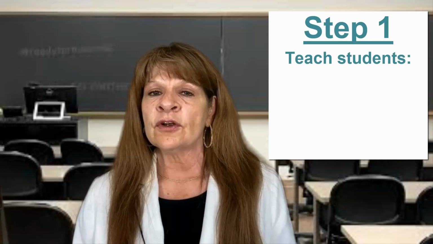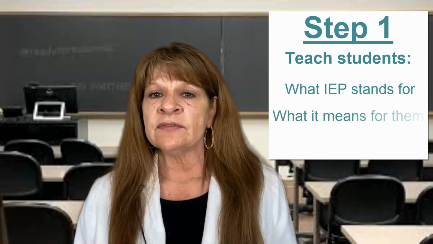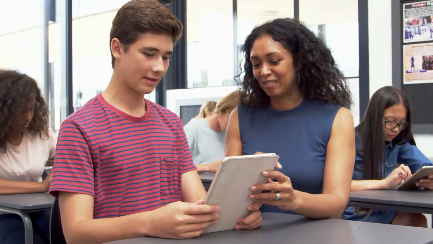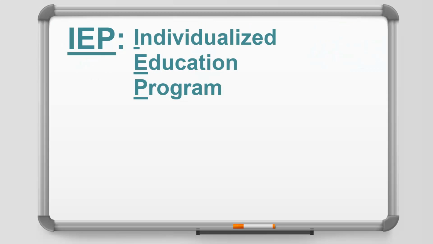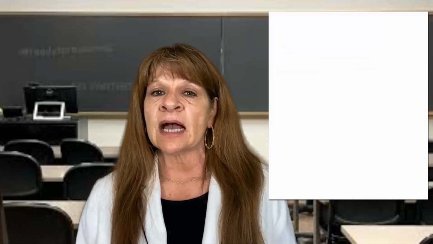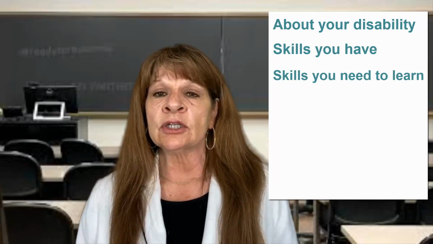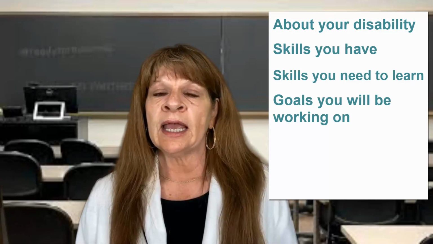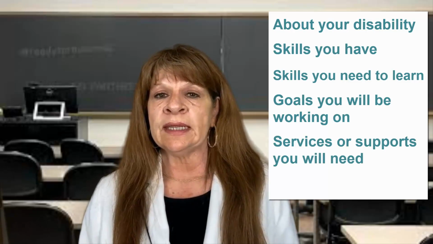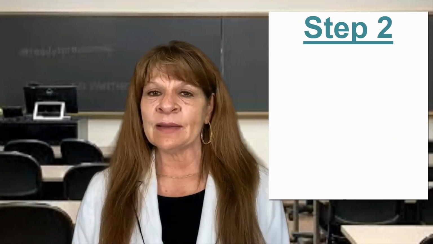Step 1. First and foremost, students need to know what IEP stands for, what it means for them, and why they need one. This could be explained like this. IEP stands for Individualized Education Program and is a legal written document that describes your specific educational plan. Your IEP talks about your disability, what skills you currently have, what skills you still need to learn, what goals you will be working on, and what services or supports you will need to be successful, and where your learning will take place.